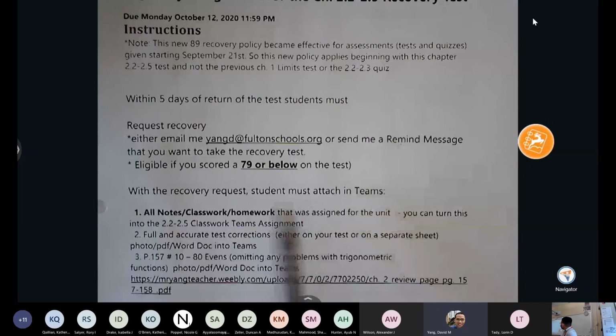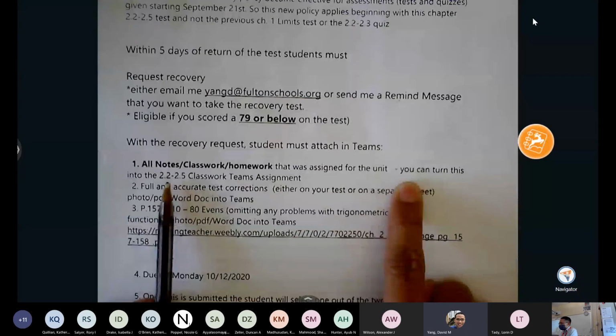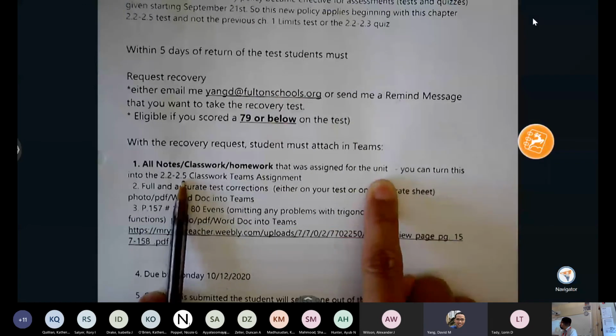But even then, there are a couple of things you've got to do, right? So you have to attach every assessment. I've been including an assignment for that unit or for that assessment. So there is a 2.2, 2.5 assignment in Teams. So you have to turn in your homework, classwork, notes through that assignment.